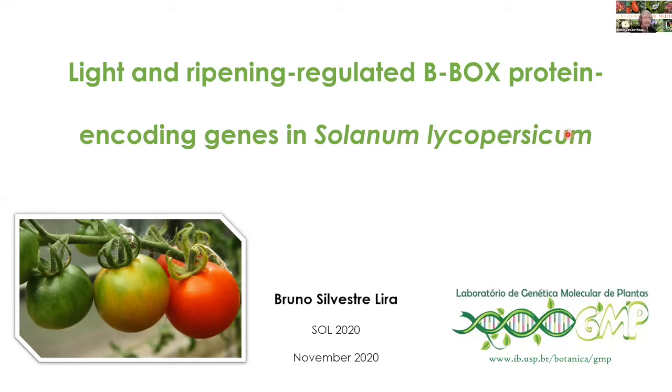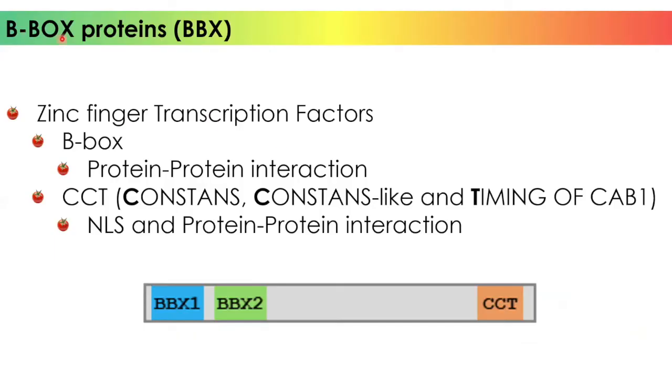Yes, go ahead. Okay. So good afternoon. My name is Bruno, and I'll talk a little bit about the light and rapidly regulated B-box proteins encoded in the Solanum lycopersicum genome. First, the B-box proteins, or BBX, are a family of zinc finger transcription factors that are known to have one or two B-box domains that are involved in protein-protein interactions, and they may have the CCT domain as well that also functions in protein-protein interactions and also has a canonical nuclear localization signal.